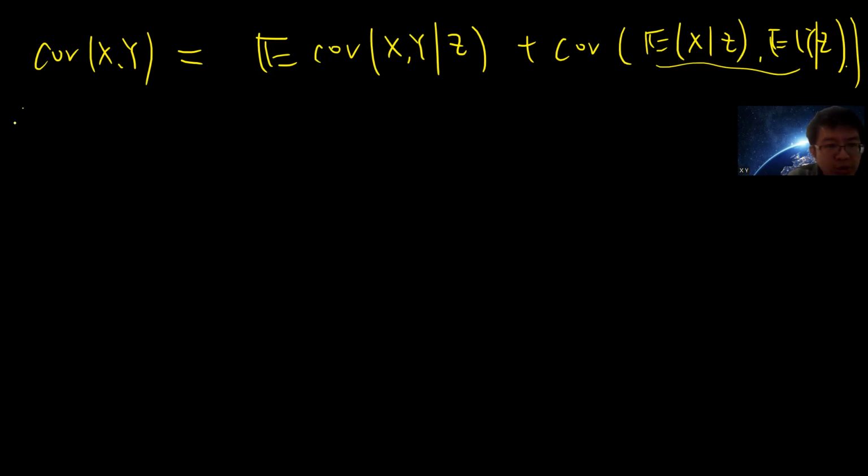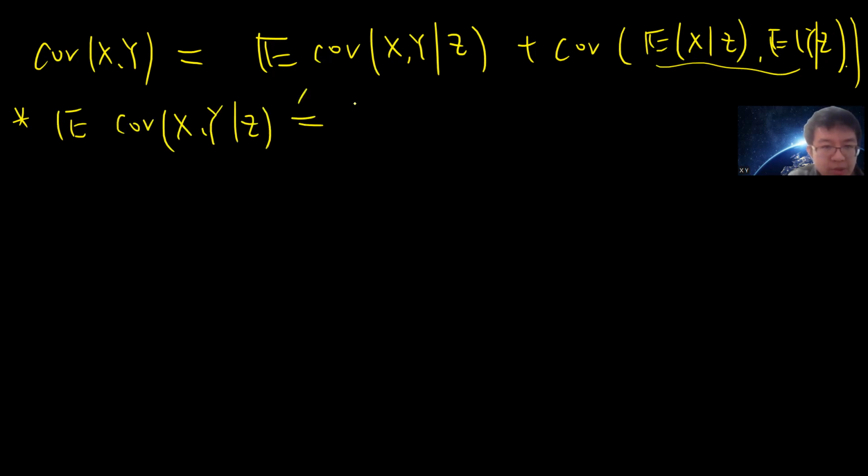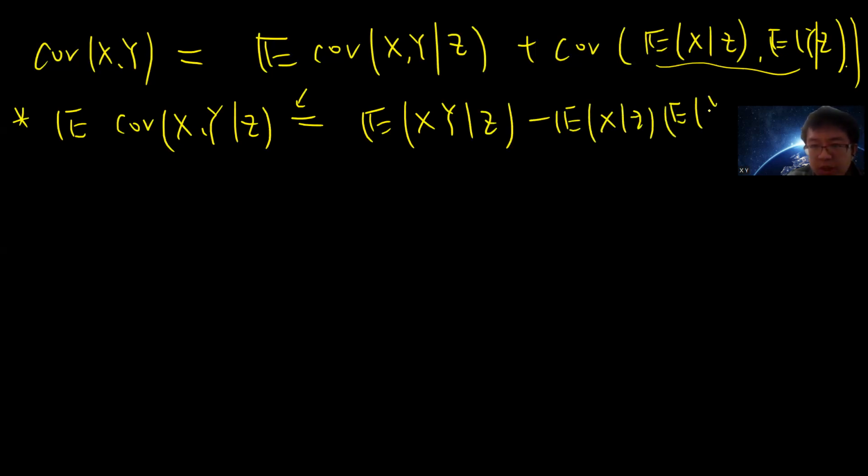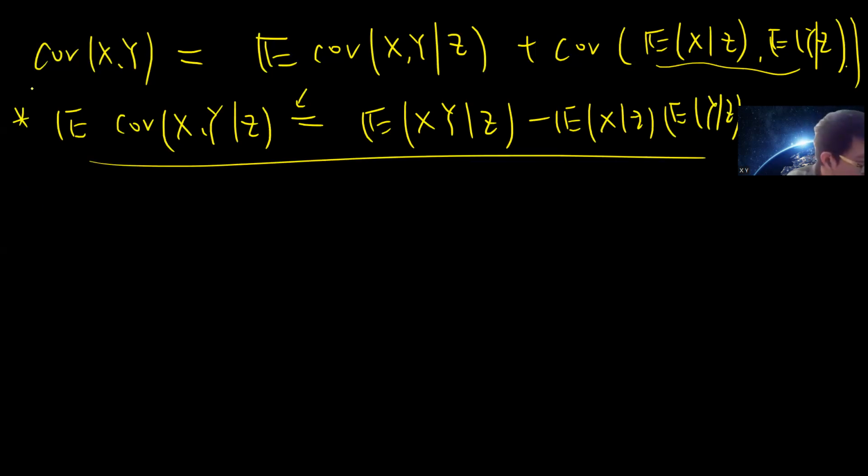And let me just talk about notation. The expectation value of the covariance of X, Y given Z is, by definition, the expectation of XY given Z minus the expectation of X given Z times the expectation of Y given Z. Everything is conditional on Z. Okay, so let's do the proof.